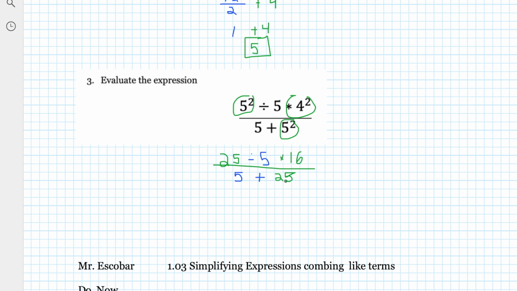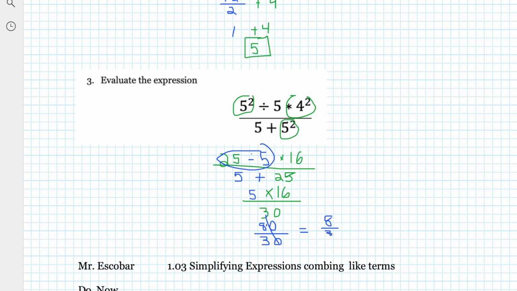All right, now I do 25 divided by 5, which is 5, times 16. 5 plus 25, that is 30. 5 times 16, 80, over 30, which I can simplify, cancel out both of the zeros.